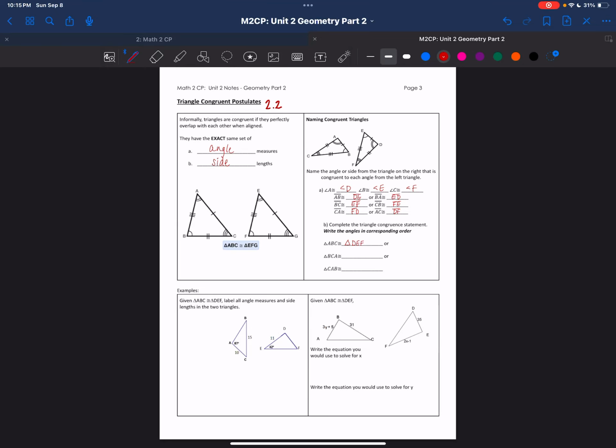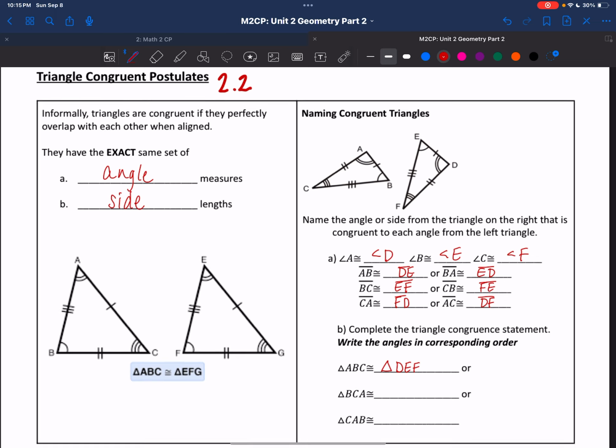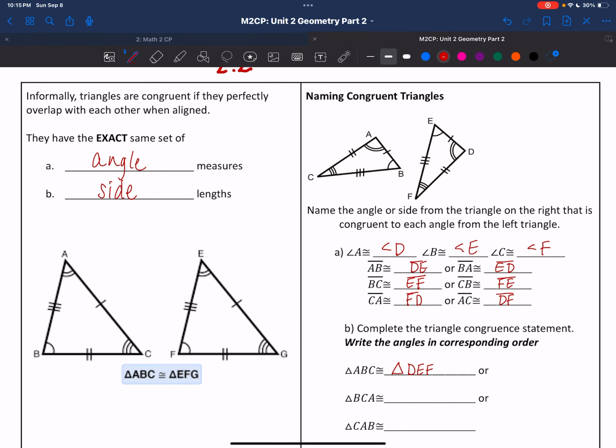All right, hey, today we're going to talk about triangle congruent postulates. So let's get started with the notes. Informally, triangles are congruent if they overlap, so that means all the sides and all the angles are completely the same. So it's important that when you're going through this, they have to have exact angle measures and exact side lengths.